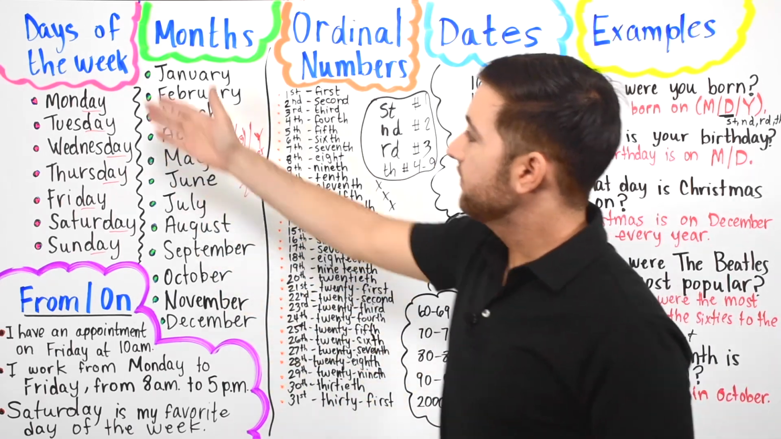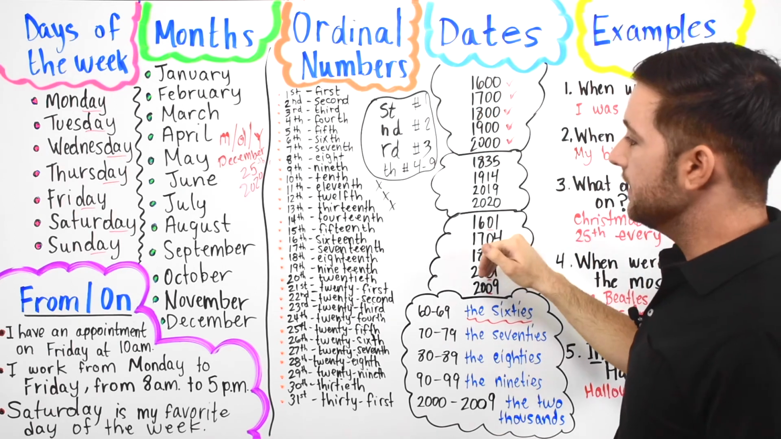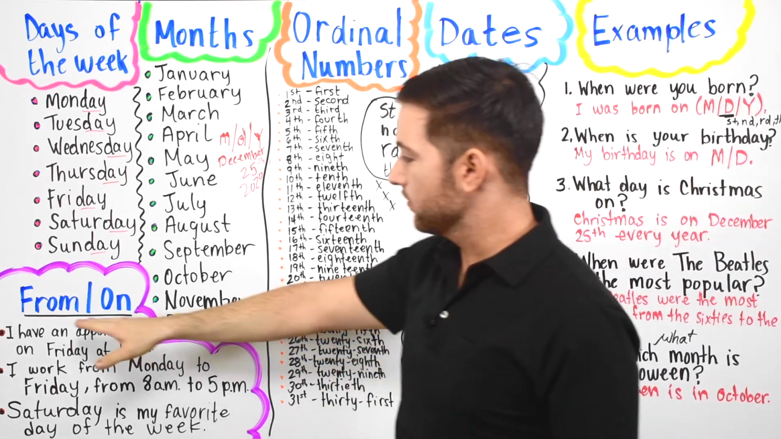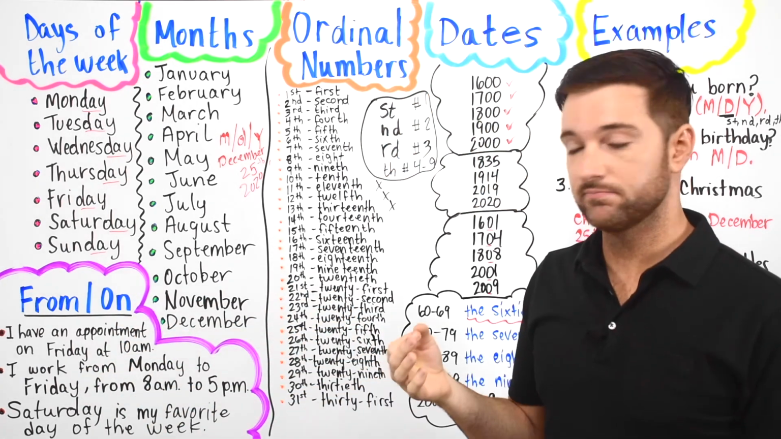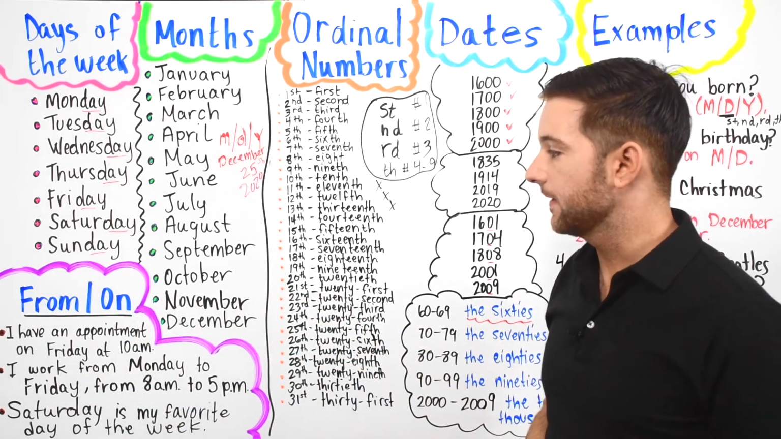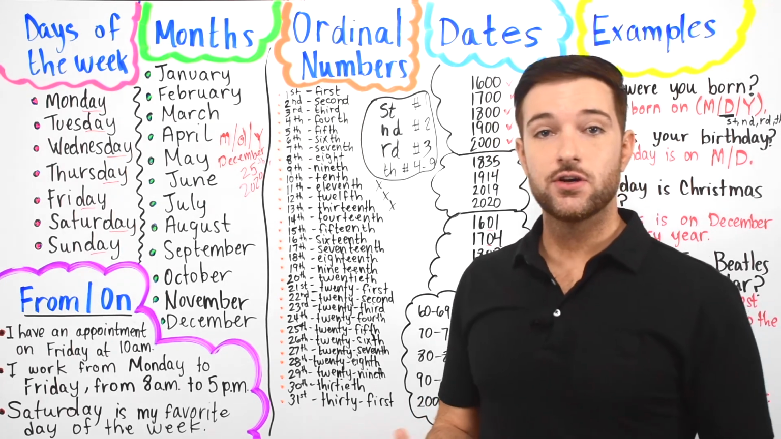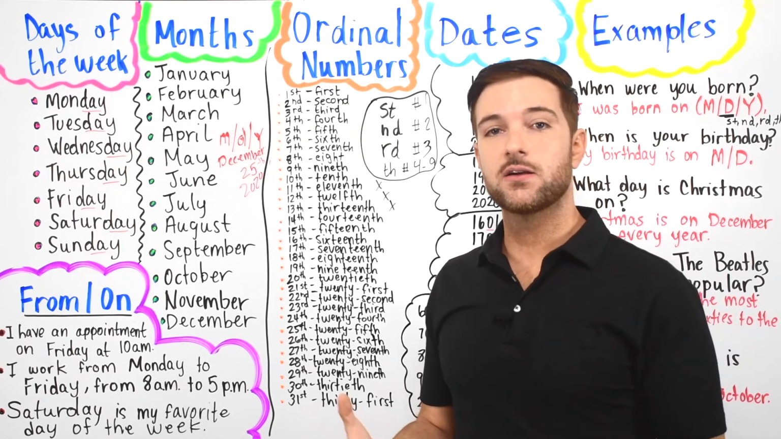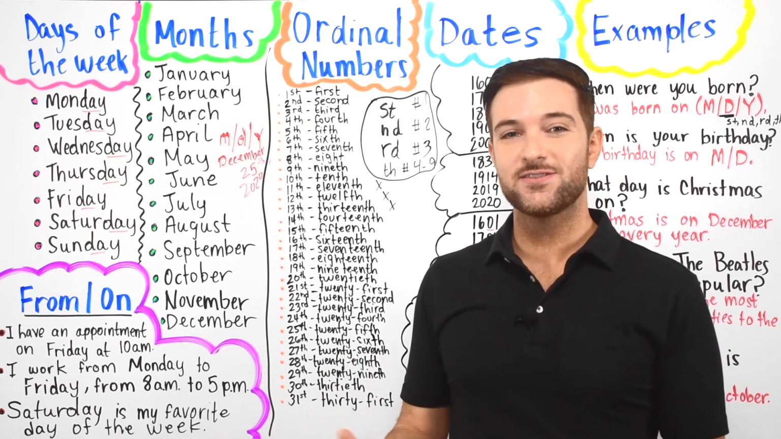Okay, so guys, this is pretty much it. For this lesson, we have days of the week, months, then ordinal numbers, the dates, and then remember we have from to talk about when something begins and on to talk about a specific day of the month. And I think that's going to be it for this lesson. So I hope that you now know how to talk about the days of the week and the months and the numbers and the years.